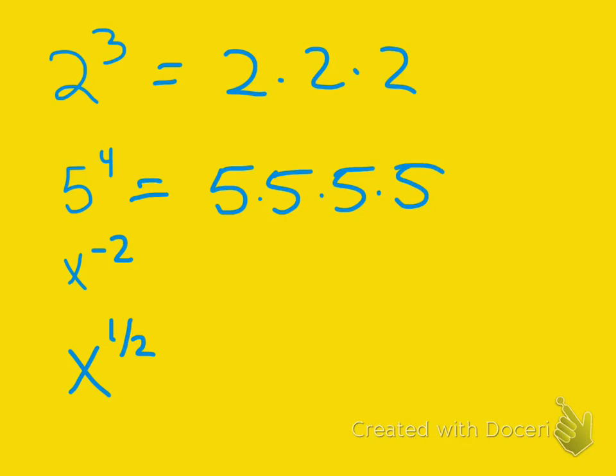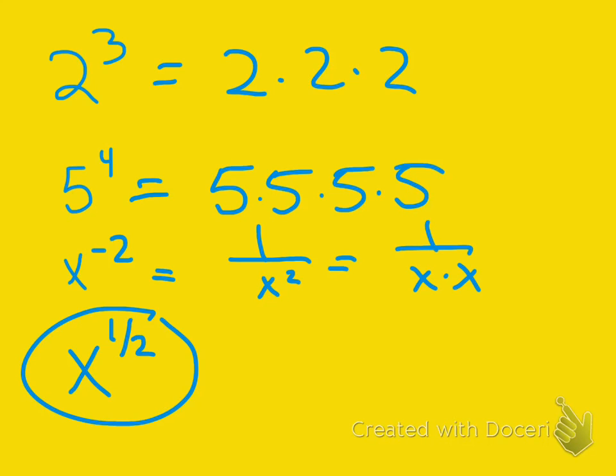We've also learned what it means to have negatives, okay? Negatives just mean that they go down to the bottom, and then that would just mean 1 over x times x, right? But what does it mean if I have a fraction as my exponent? And that's what we're going to talk about today.